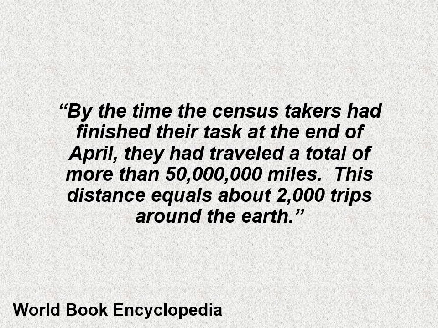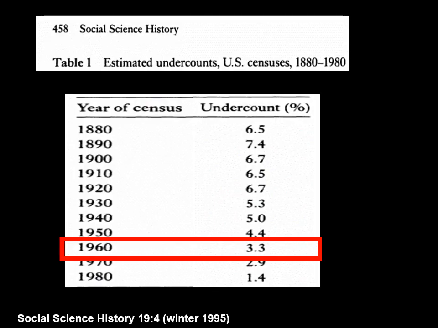And I thought this was a cute statistic: by the time the census takers had finished their task at the end of April, they had traveled a total of more than 50 million miles. This distance equals about 2,000 trips around the Earth. Incredible. So, how did they do? In terms of people who were missed, the undercount, 1960 missed about 3%. About 1 out of 33 people were missed. That's pretty good considering previous years.